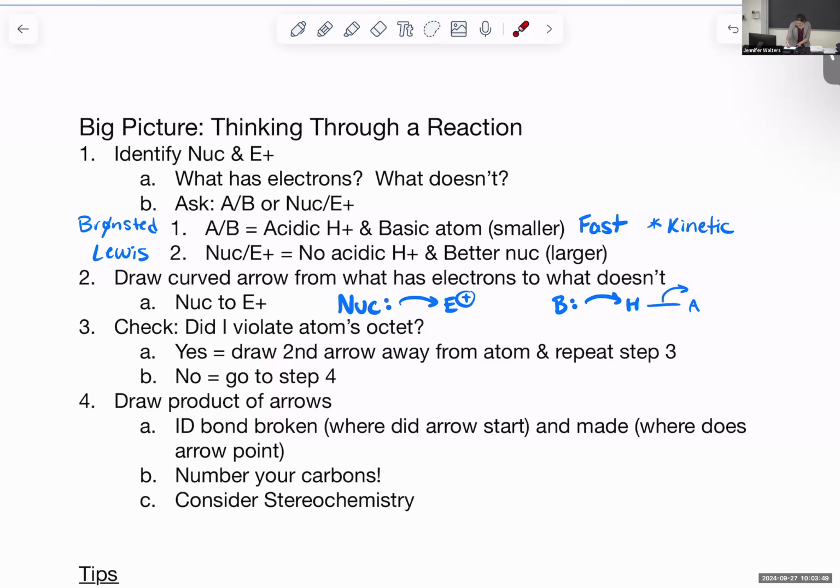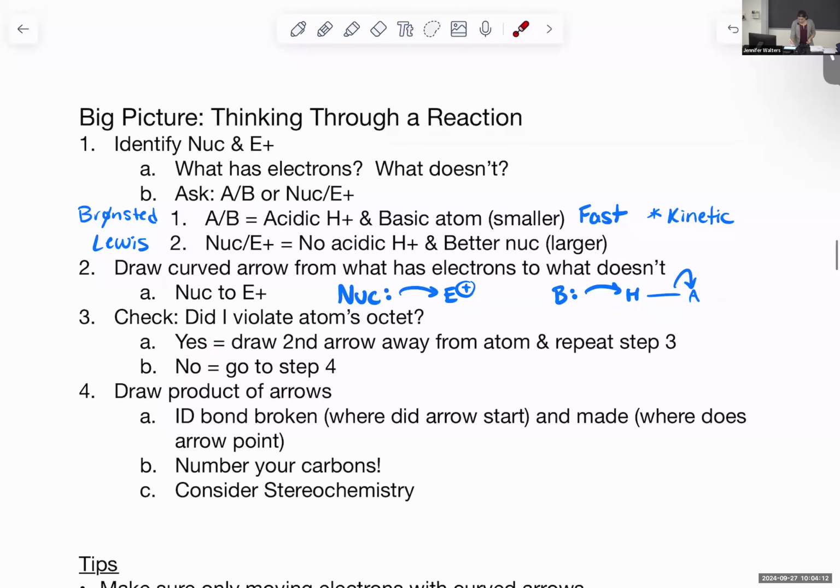That's all we're doing. We make them meet, we check to see if we are violating its valence shell. If yes, draw a second arrow. Don't violate its octet. Don't violate its valence shell. If no, cool, draw your products. Just draw the result of those arrows and then reassess. Then we start back over and do this process over and over until you get to either the product that you were given and told how to get there, or until you get to something that is neutral and stable. You're only going to stop when you get to a neutral and stable product.